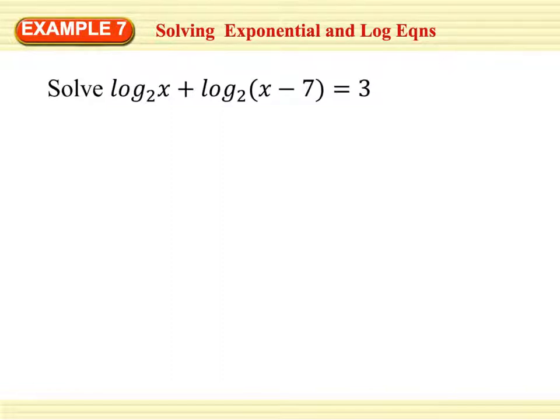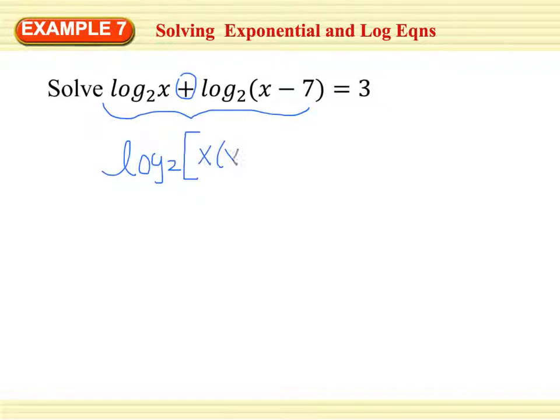So here we have log base 2 of x plus log base 2 of the quantity of x minus 7 equals 3. Now back in section 8.5, we learned how to condense, and that's probably going to be your best bet here. So if we take all of this here and we condense this, we have an addition sign here, which tells us that we're going to have to multiply. So we have log base 2 of the quantity of x times x minus 7 equals 3.